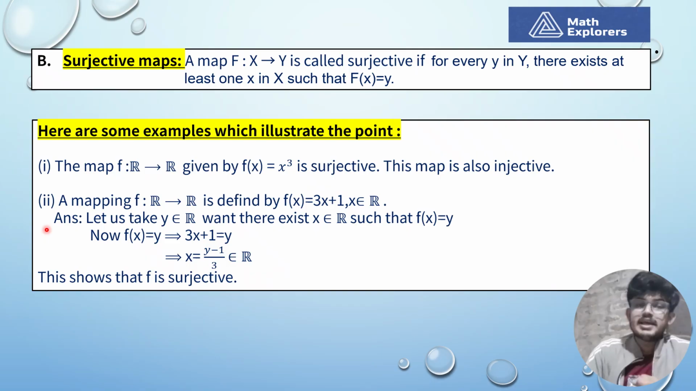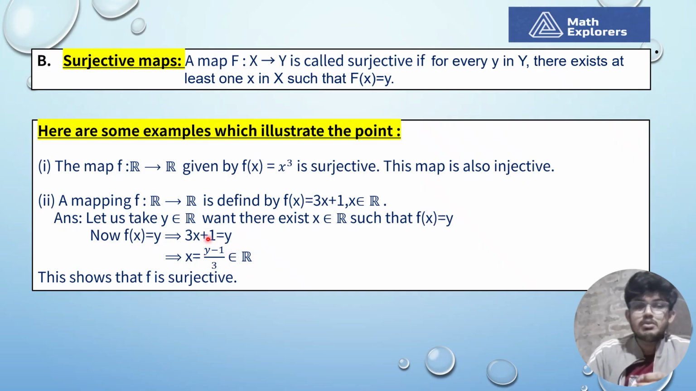Second problem is f such that R to R defined by f of x equal to 3x plus 1. Here x belongs to R. So for this question, let y be any element of codomain set R. Want to show that there exists at least one element x belongs to R, here R is domain set, such that f of x equal to y. Now f of x equal to y implies 3x plus 1 equal to y and x equal to (y minus 1) by 3.